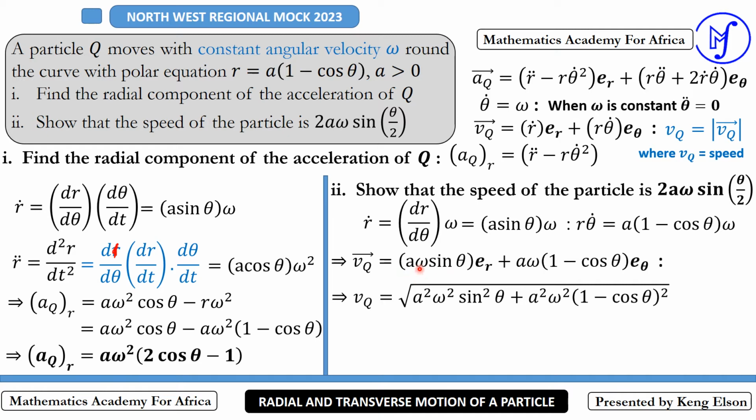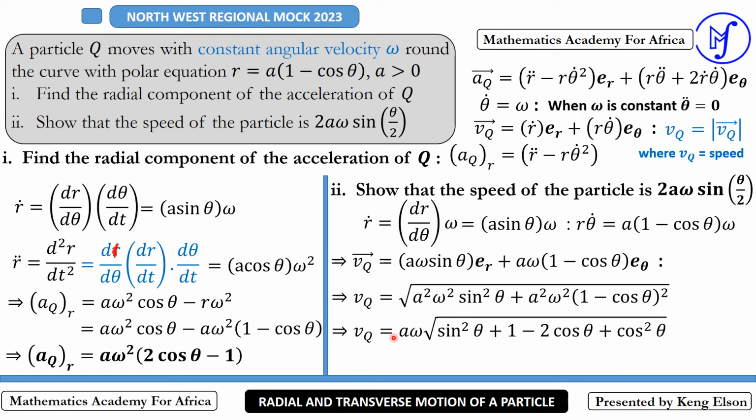The radial component is a omega sine theta. When you square it, you get a squared omega squared sine squared theta. Now this is a transverse component, a omega into 1 minus cos theta. When you square it, you get a squared omega squared into 1 minus cos theta all squared. Now we clearly see that a squared omega squared is common in the two terms, and since it is leaving the square root, the square root removes the square, so it becomes a omega.